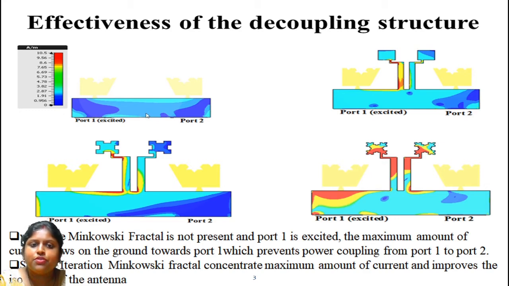Now, to reduce this mutual coupling problem, the Minkowski fractal structure is used, and we can see from figures 2, 3 and 4 that very little current flows on the ground plane, and from this figure we can see that the maximum amount of current concentrates on the second iteration Minkowski fractal structure. This fractal structure, without increasing the overall dimension of the antenna, improves the isolation properties of the antenna.